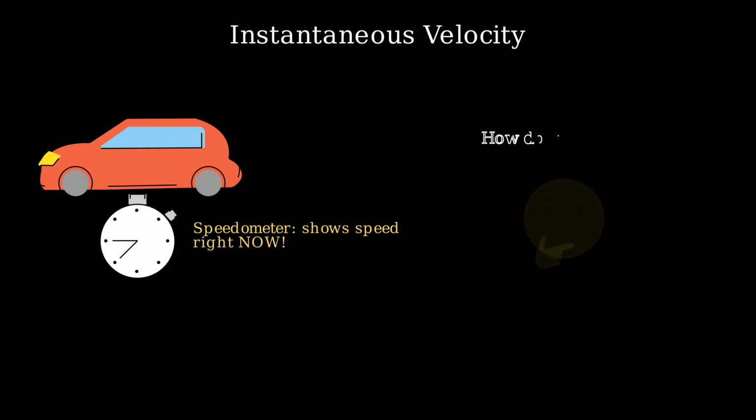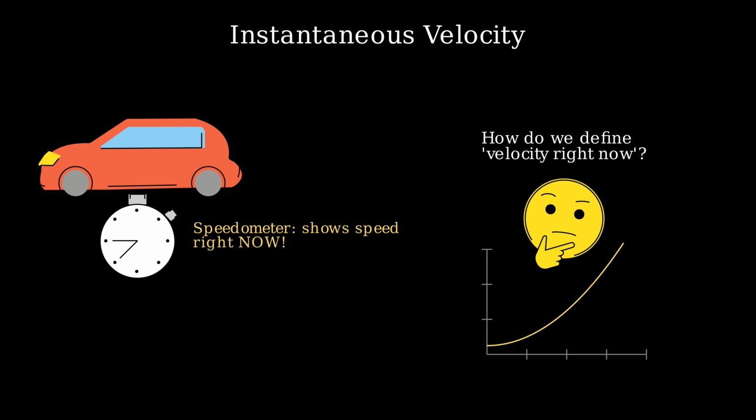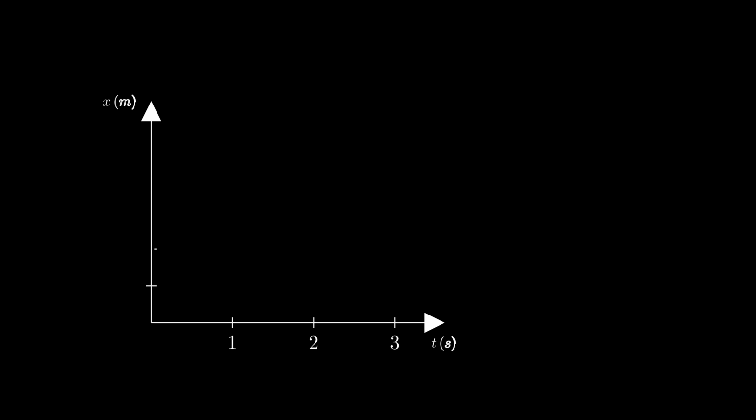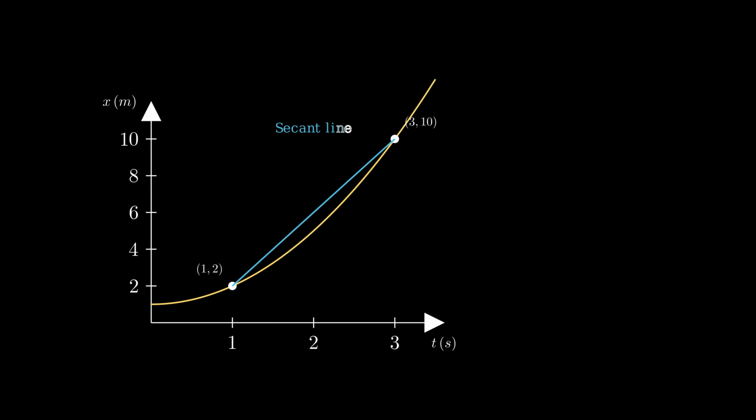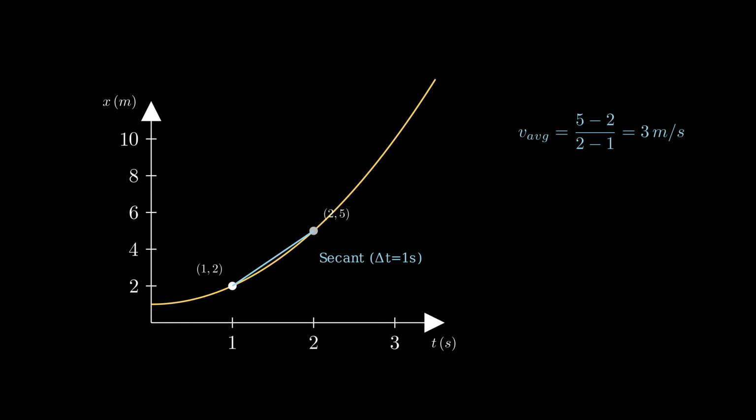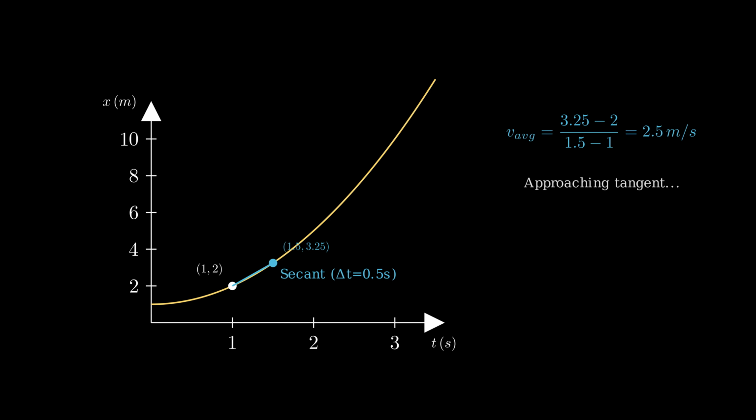Your car's speedometer shows a specific speed at this very moment. But mathematically, how do we define velocity right now if velocity requires a change in position over time? The trick is to use smaller and smaller time intervals. We start with a large interval, say from t equals 1 second to t equals 3 seconds, and calculate the average velocity. Now let's shrink the interval from t equals 1 second to t equals 2 seconds. Even smaller, from t equals 1 second to t equals 1.5 seconds.